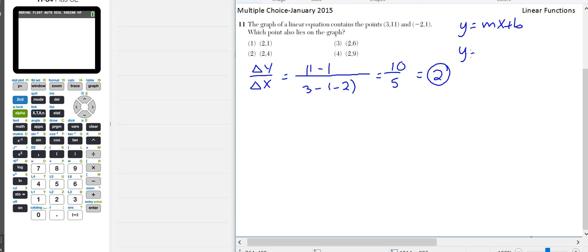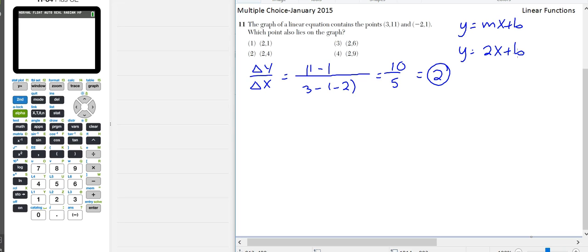So our equation now looks like y is equal to 2x plus b. Now we need to find our y-intercept. How are we going to do that? We know 2 points on the line. They tell us that 1 point on the line is (3, 11), and 1 point on the line is (-2, 1). If we plug in either of these points into this equation, y is equal to 2x plus b, we have an x and we have a y.